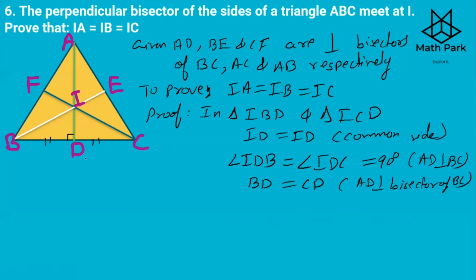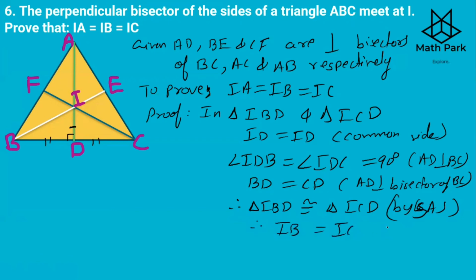Now look at which congruence. You have ID common, the angle included, and this side. So therefore you have triangle IBD is congruent to triangle ICD by SAS. This is the side, this is the angle, and this side: SAS. And therefore you have IB is equal to IC by CPCT. Let this be equation number 1. Then in the same way, you will be able to prove these two triangles congruent also. You will write similarly, you need not prove that. If you have to follow the same steps, you don't have to prove. Similarly, you have triangle IBF.